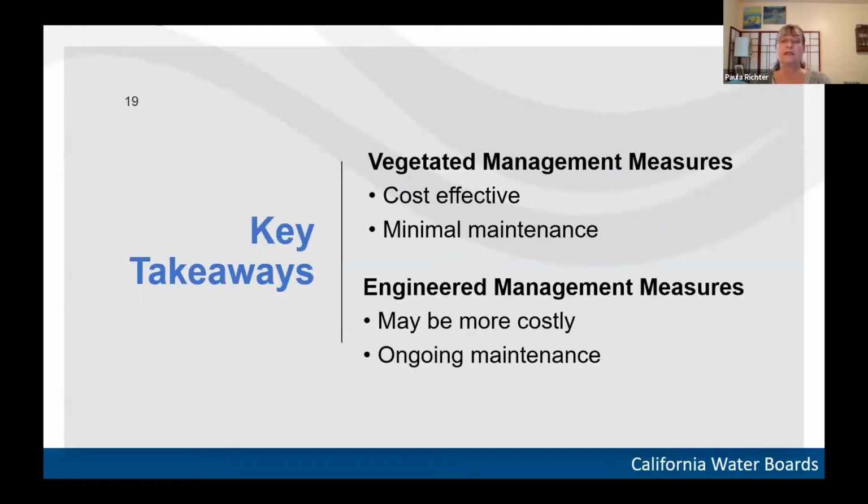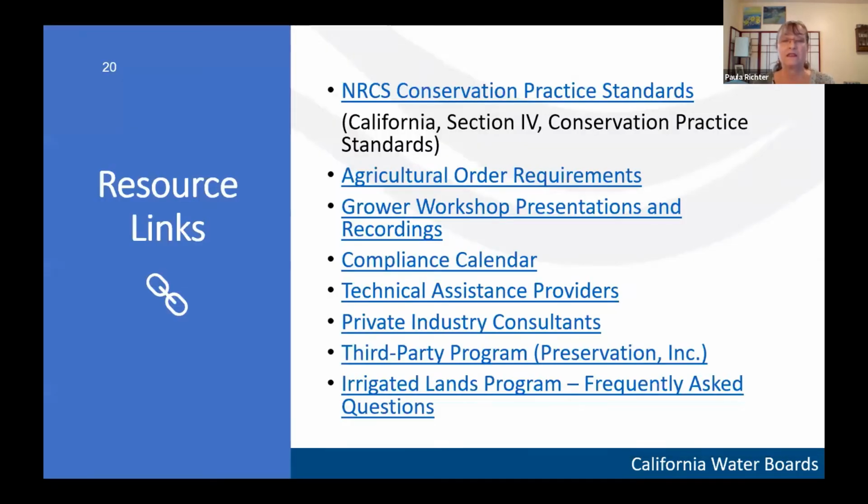So in closing, key takeaways: vegetated management measures are cost effective, they require minimal maintenance, and they're going to be highly effective in helping growers comply with the targets and limits in the order. Engineered management measures are effective too, but because of the maintenance issues, they're likely to be more costly. We do foresee the need to implement these types of management measures to comply with the Ag Order's targets and limits. And this is the page I promised with the links.